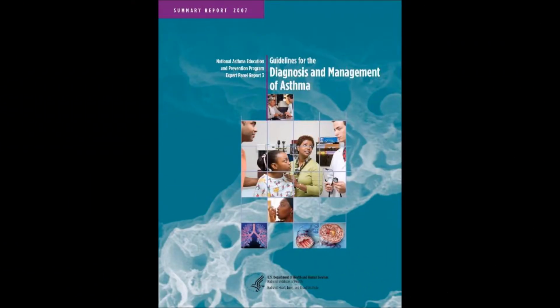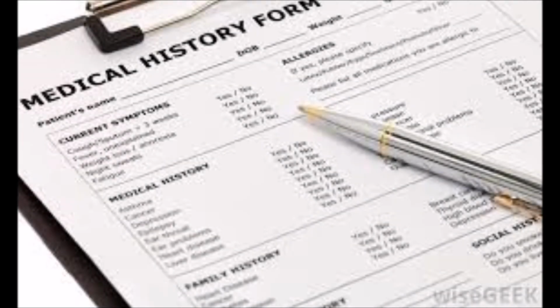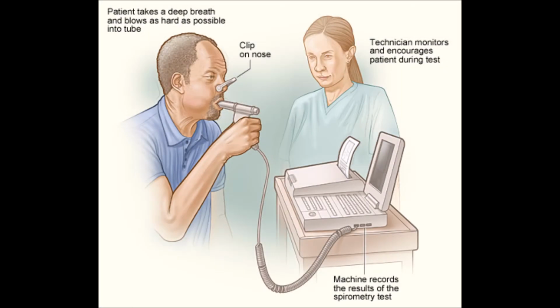The NAEPP guidelines recommend key clinical activities for establishing an asthma diagnosis. They include using the patient's medical history and physical examination to determine that symptoms of recurrent episodes of airflow obstruction are present. This also includes using spirometry in all patients who are greater than 5 years of age to determine that airway obstruction is at least partially reversible. If either of these methods are inconclusive, alternative causes for airway obstruction may have to be considered.